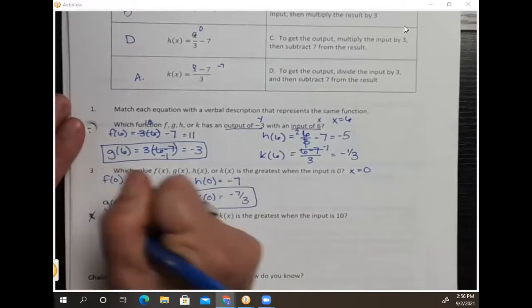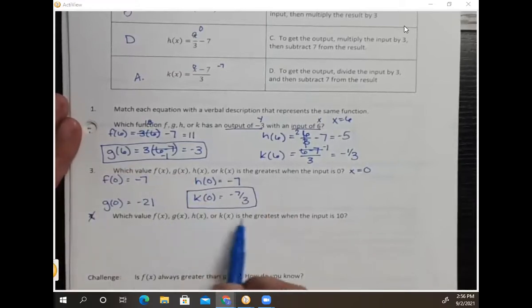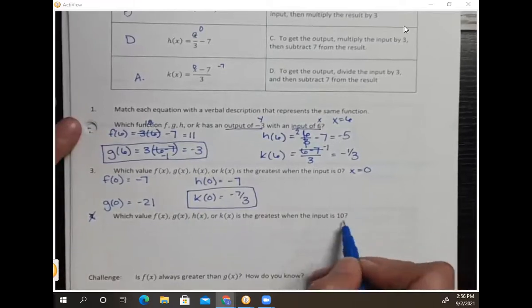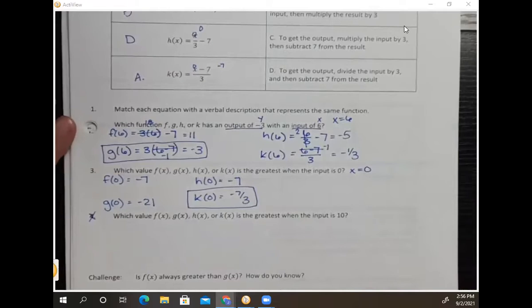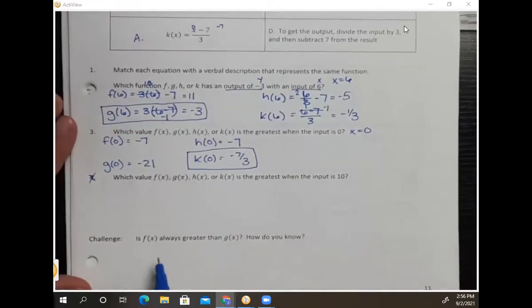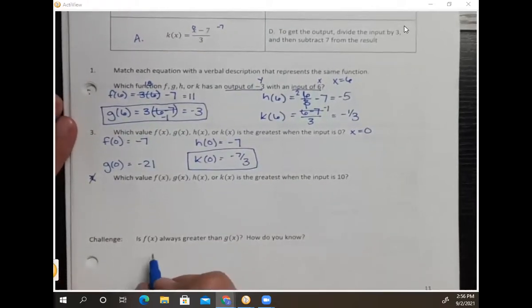We're going to skip 4 for now because it asks us to essentially do the same thing we just did twice. We would just be plugging in x equals 10 there. So I'm going to skip that one for now. And I want to hop down to our challenge problem. It says, is f of x always greater than g of x?